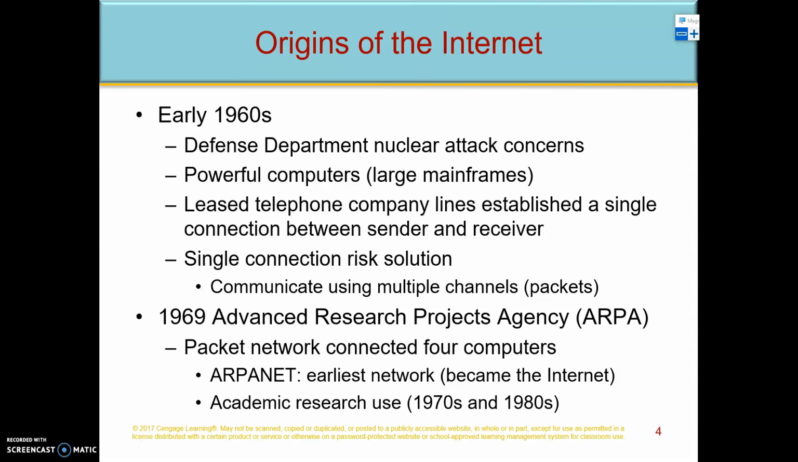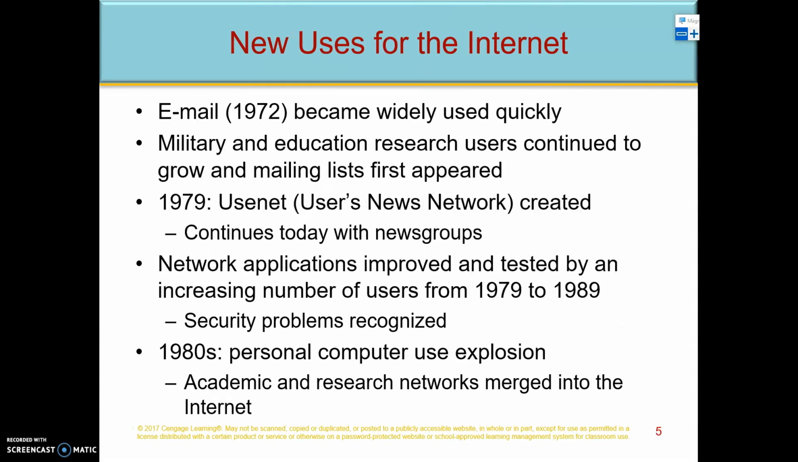In 1969, the Advanced Research Projects Agency, known as ARPA, was formed, and it was the first to use a packet network which connected 4 computers. And it was called ARPANET, which was the earliest network, which later evolved into the internet. But originally, it was a couple of universities. It was used for academic research.